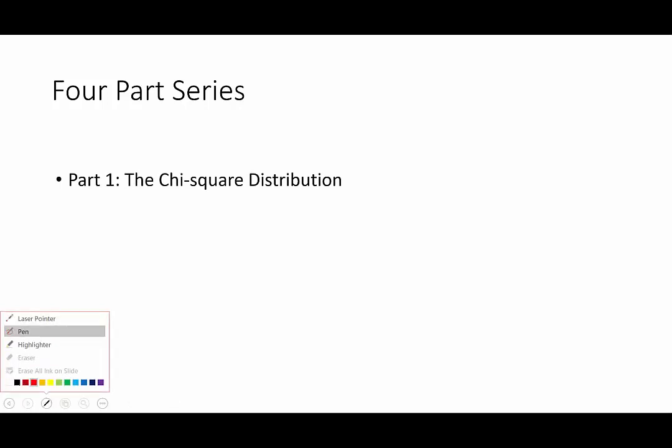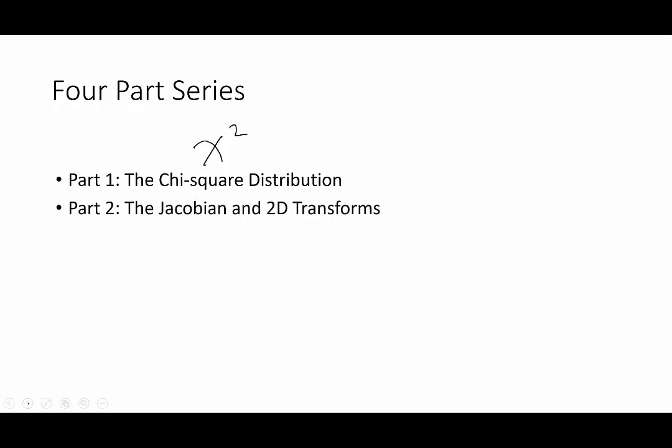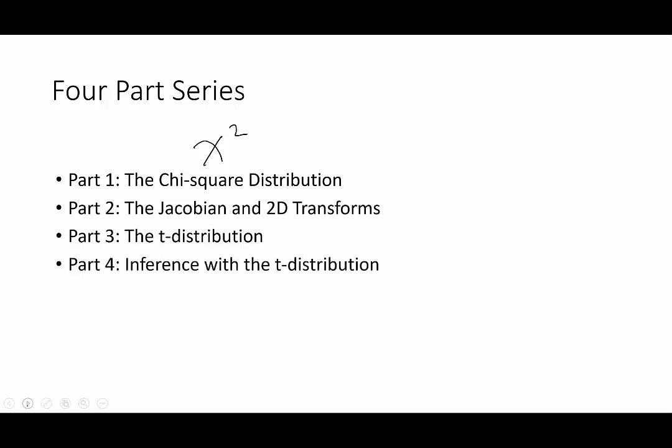Just to give you an idea of what's going to take place in the rest of this video series, in the next video, we're going to talk about what the chi-squared distribution is. Chi-squared is usually denoted by the Greek letter chi with a square on top, a big surprise there. In part 2, we're going to discuss the Jacobian and 2D transforms. In part 3, we're going to come back and discuss what the t-distribution is and how you derive its PDF. And then finally, in part 4, we're going to return to our original problem of how we actually do inference with the amazing t-distribution. So I hope you'll hang out through the rest of these notes and check out what we have to offer.